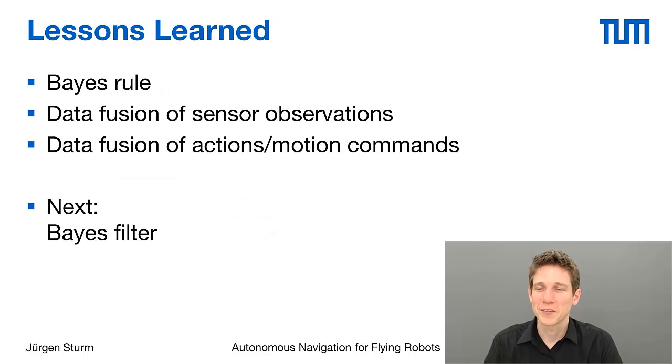Good, so this summarizes this video. We've looked at the derivation of the Bayes rule today, and then we've shown with various examples how we can use the Bayes rule to actually fuse data from multiple sensor observations into our state estimate, and how we can use the actions and motion commands that we have issued to update our belief of the current world state. And we will need both of those next week to introduce the Bayes filter and the Kalman filter.